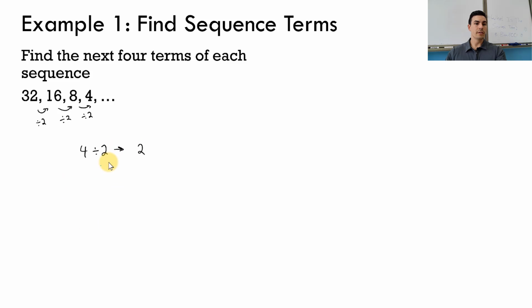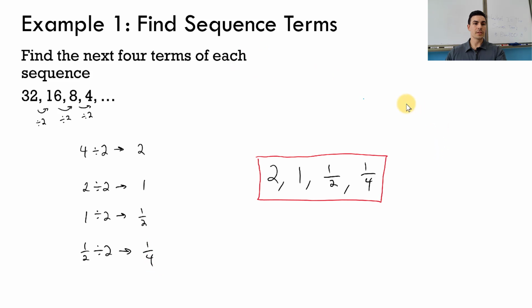So I'm going to start with 4, divide by 2, get 2. I'm going to use this 2 and divide by 2 again, I get 1. Take that 1, divide by 2, I get 1/2. Take that 1/2, divide by 2, and I get 1/4. So the next 4 terms of this sequence would be 2, 1, 1/2, and 1/4. So that would be finding sequence terms.